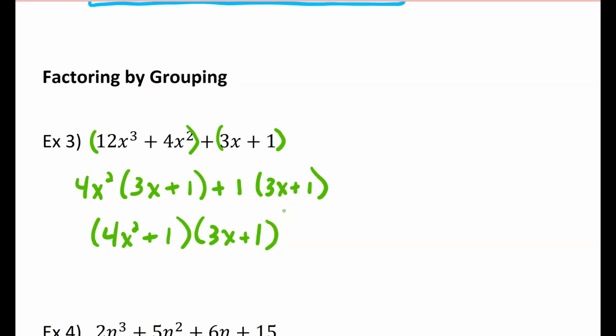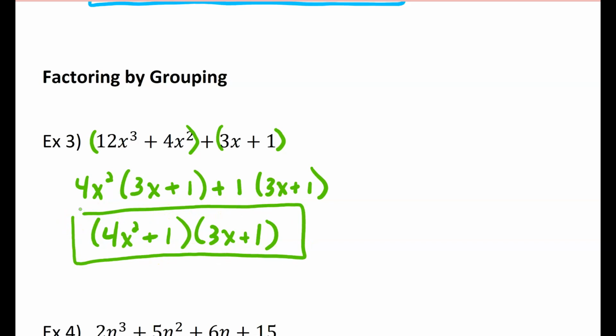And then we would want to look at those and see, can either one of those be factored any further? No. So there is our final factorization.